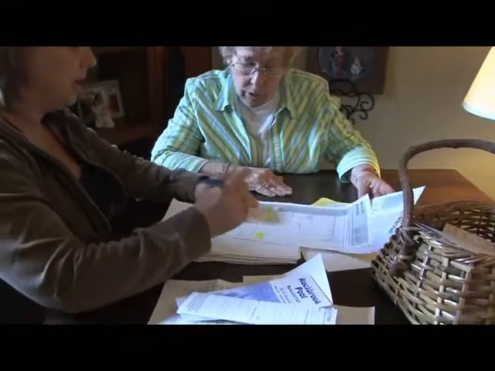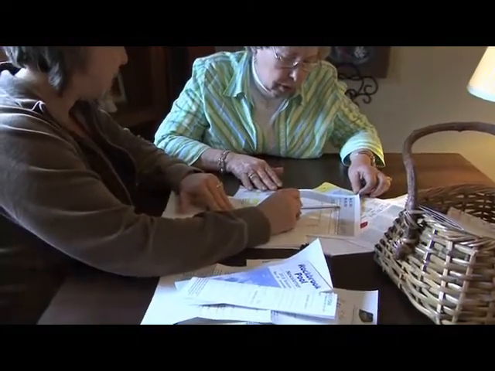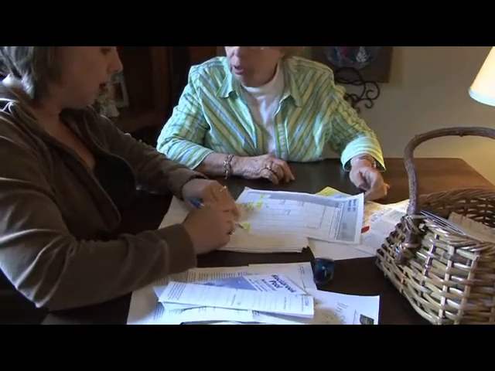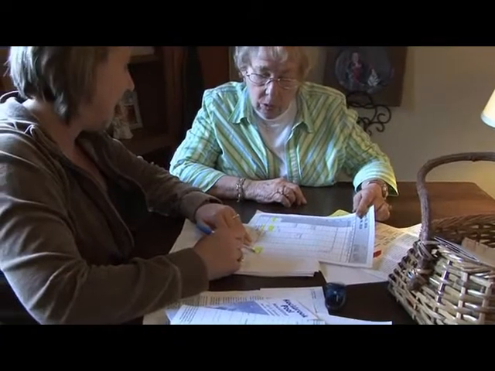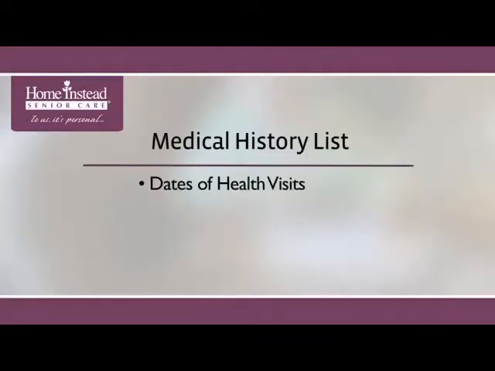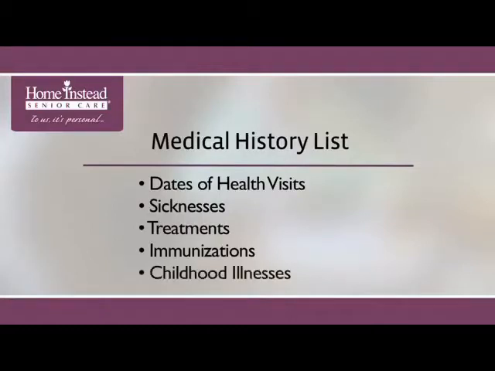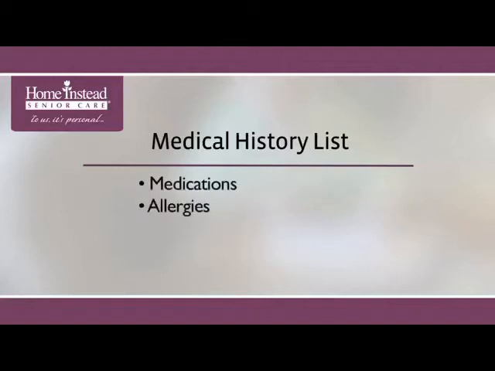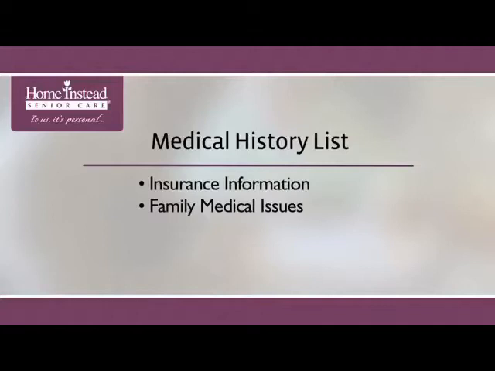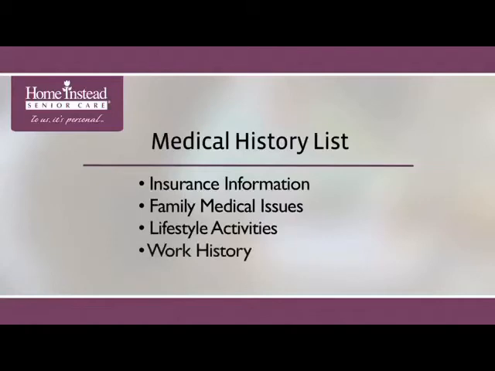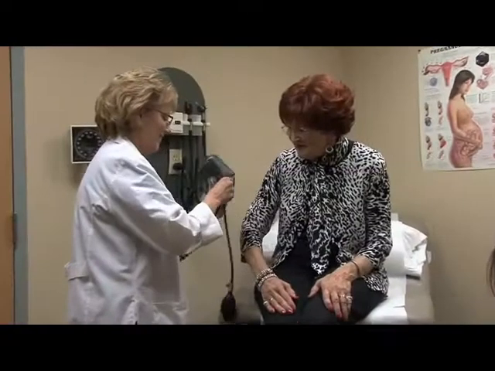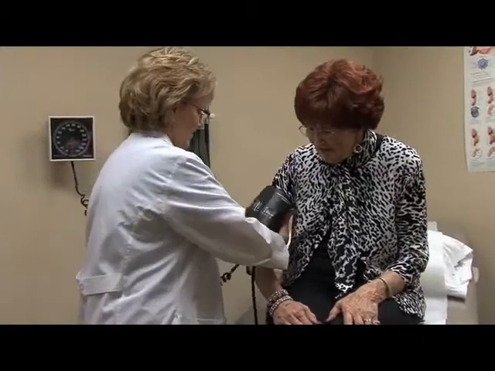In addition to discussing advanced directives with your parents, you can help him or her pull together a personal medical history. This written list should include dates of health visits, sicknesses, treatments, immunizations, childhood illnesses, medications, allergies, hospitalizations, surgeries, doctors' names, insurance information, and other facts such as significant family medical issues, lifestyle activities, and work history that would be important to a healthcare practitioner your parents may see in the future.